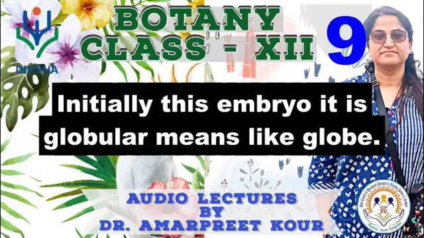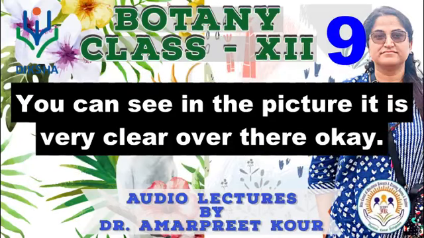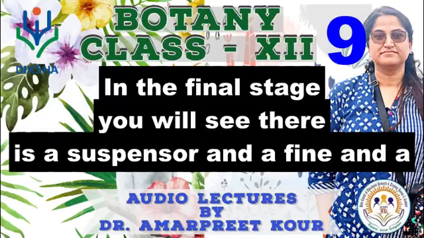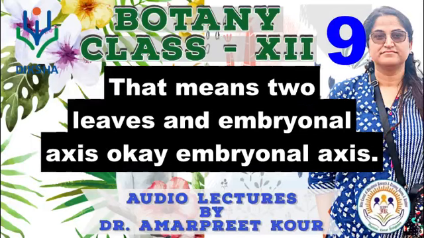Okay, initially this embryo is globular, means like globe. But with the growth of cotyledons, it becomes heart-shaped. You can see in the picture, it is very clear over there. Okay, in the final stage you will see there is a suspensor and a heart-shaped embryo. A dicot embryo contains two cotyledons, that means two leaves, and embryonal axis.